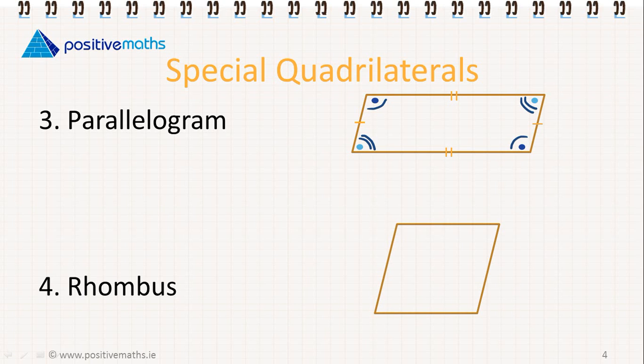Number 4 is the rhombus. A rhombus is very similar to the parallelogram, except like a square, all of the sides are equal in measure. Again, the opposite angles are equal, but they're not equal to 90 degrees. If they were equal to 90 degrees, it would be a square.